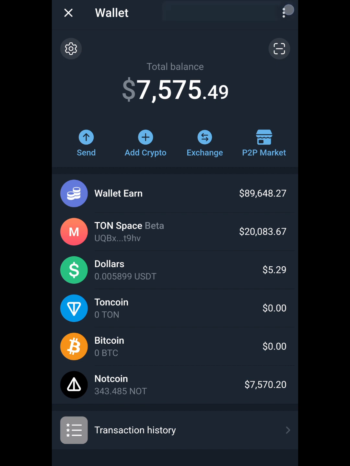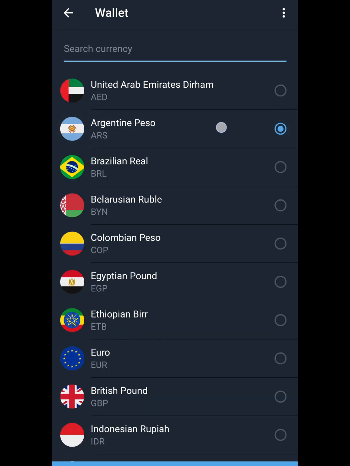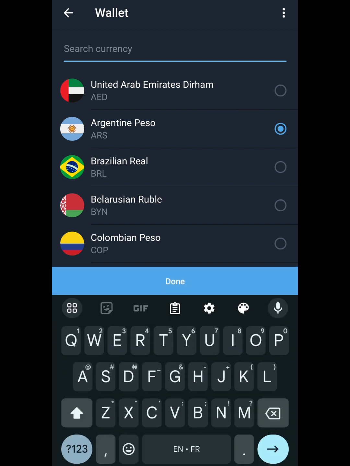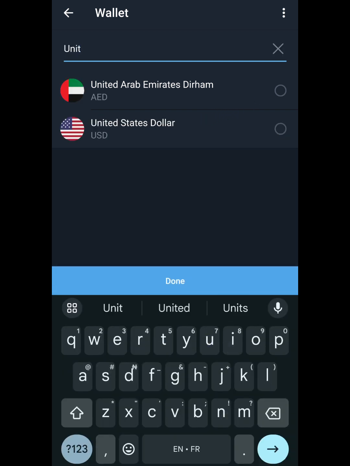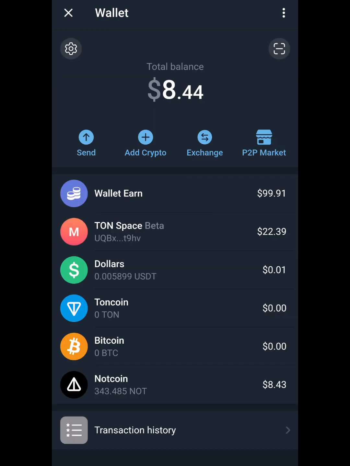My currency at the moment is not US dollars. It's actually Argentinian peso. That's why it's showing that. If I change this to United States dollars, just watch, and I go back, this is actually my actual asset in USD. This is how much I have in my wallet and earn section. This is how much I have in my ton space. Actually, this is how much I have here, in terms of like Notcoin.